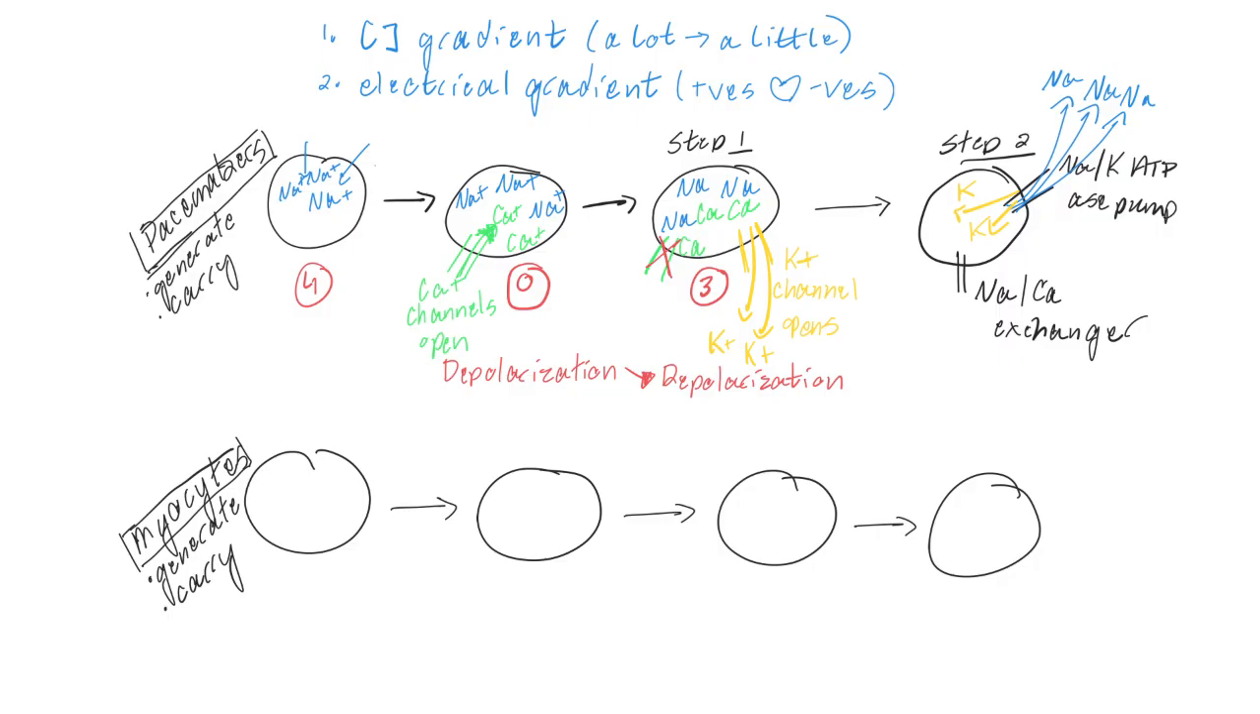The sodium-calcium exchanger kicks in because it actually lets calcium come back out of the cell. And it does exchange it for sodium, but remember, a lot of sodium is being pumped out with this ATPase pump. So net, we have sodium leaving and calcium leaving. And that's what happens in step 2 of phase number 3.